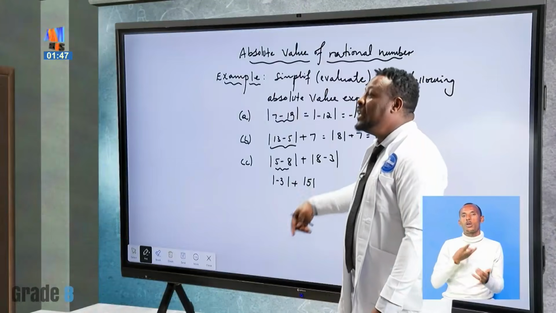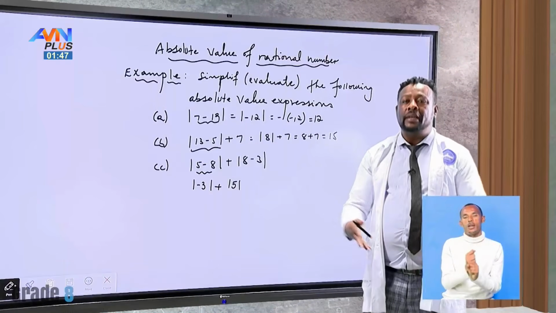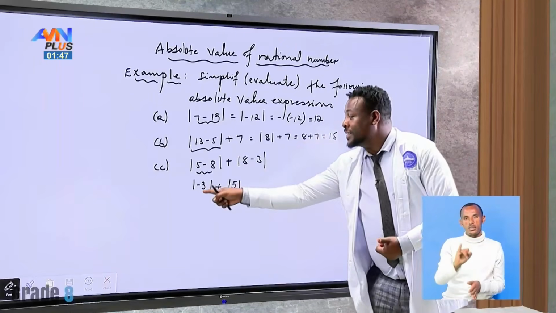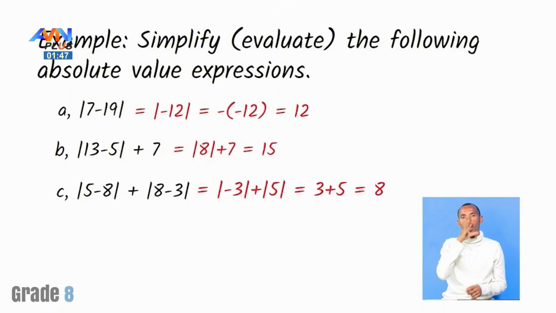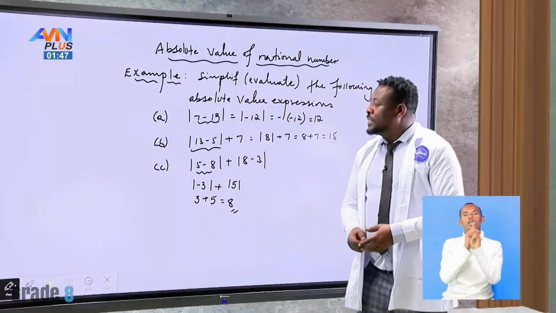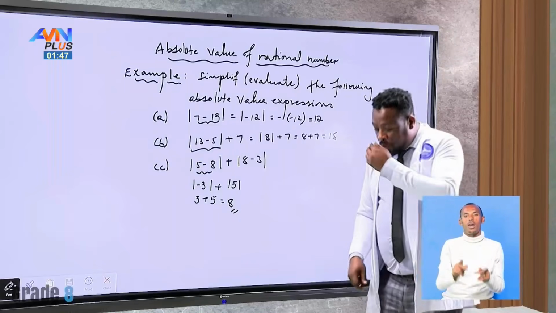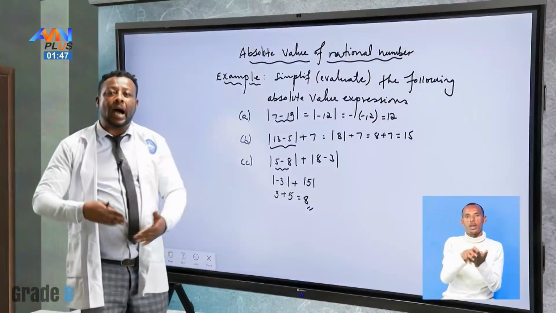Now, we need to evaluate these two absolute values separately, right? Then at the end, we will add them. So the absolute value of minus 3 is positive 3, as we have seen before. And the absolute value of positive 5 is positive 5 itself, right? So this gives us 8. So the answer for the C case is 8. Okay, so this is all about simplification of expressions containing absolute value.